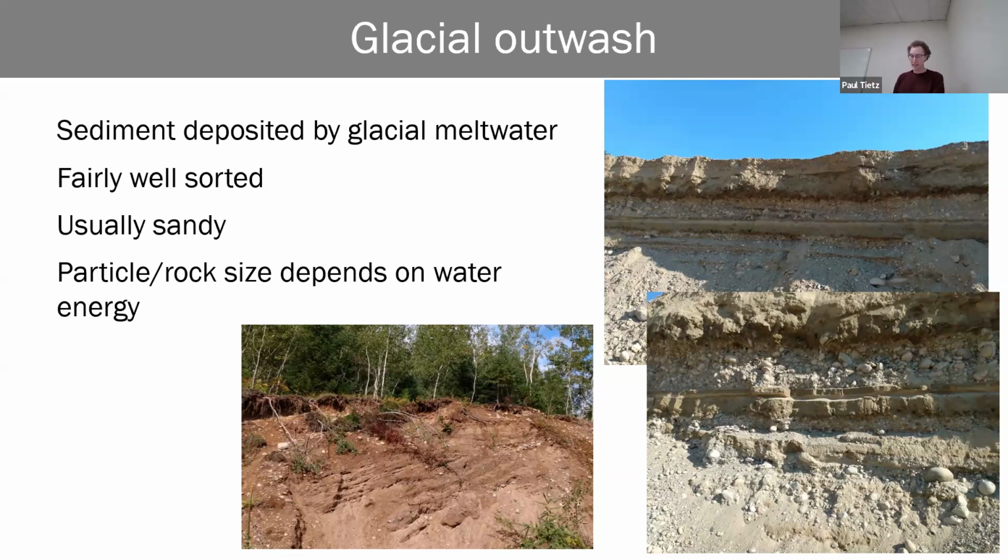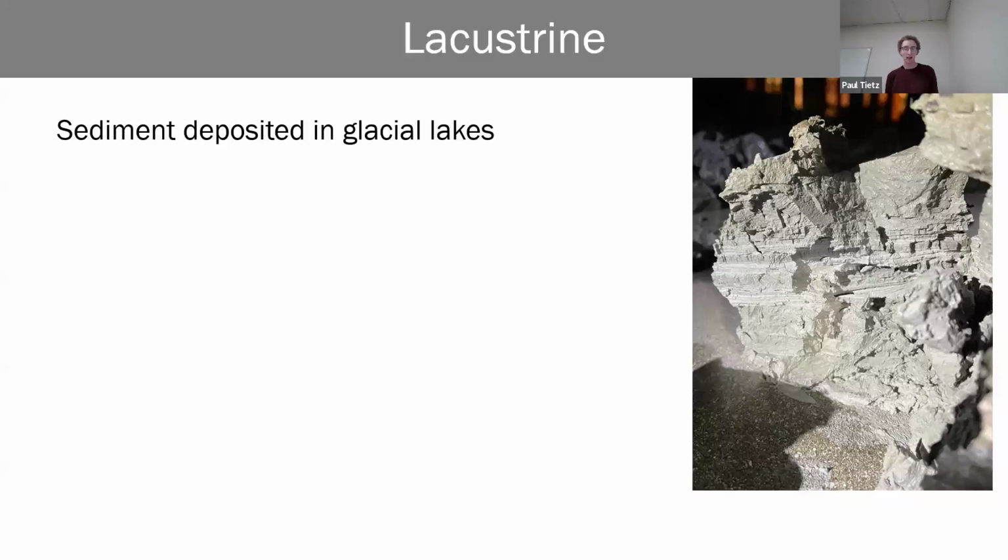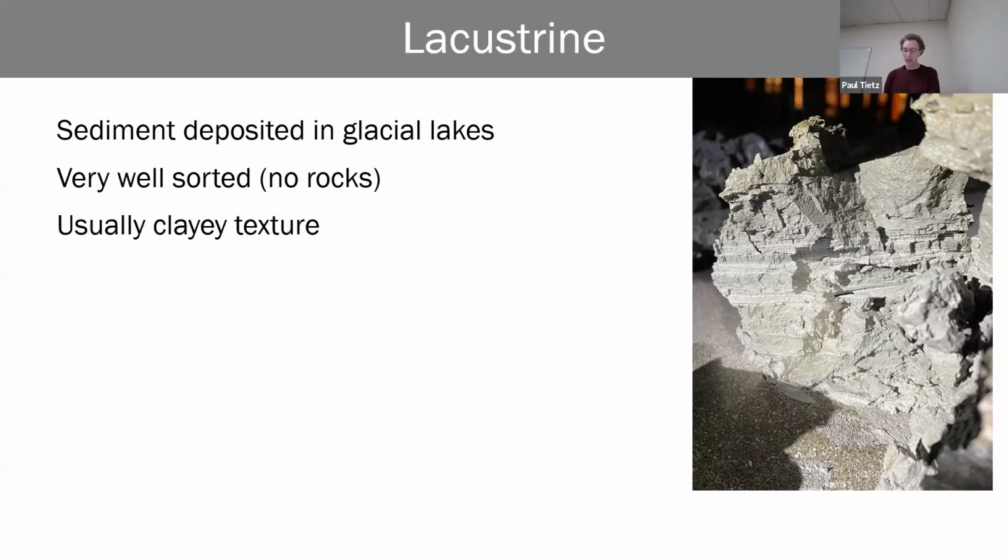When the sediment is even finer, or the water speed is even slower, maybe at the bottom of a glacial lake, we have lacustrine parent material. Lacustrine just means sediment deposited in glacial lakes. This is the most well sorted so far. There's probably no rocks. No rocks make it to the glacial lakes because they've all fallen out in the streams. So for that reason, this is usually a clayey texture.